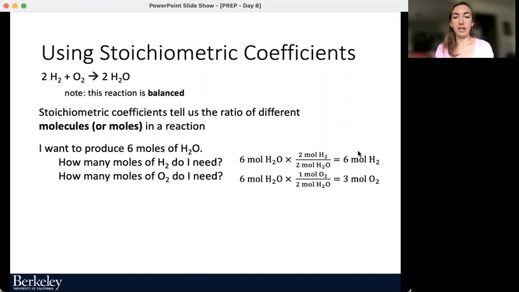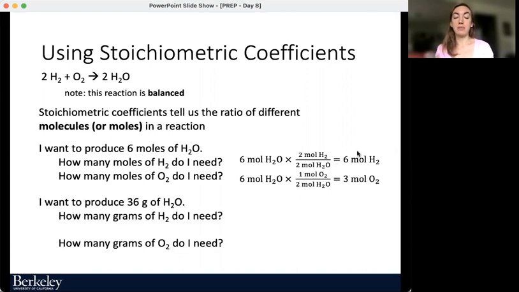So that's how I do it if it's in moles. If it's in mass, I'm asking the same question. Let's say that I want to produce 36 grams of H2O. How many grams of H2 do I need and how many grams of O2 do I need? By instinct, you might want to do the same thing as before and say that I need the same amount of H2 as H2O, so 36 grams, and half the amount of O2, which would get me 18.